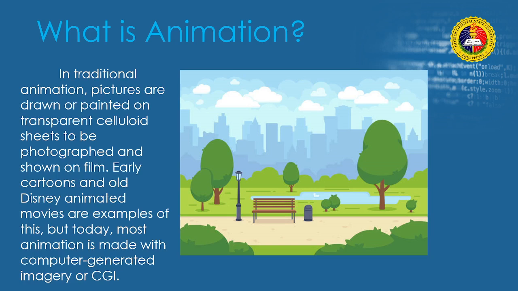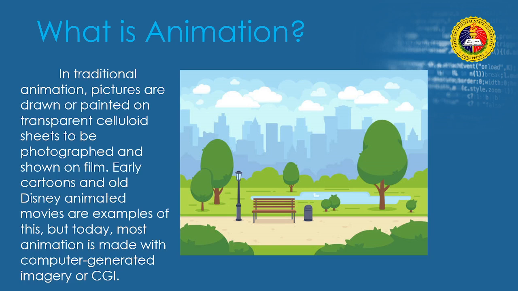So traditional animation is the type of animation usually used in old animated films. The animators will draw the pictures on a transparent celluloid sheet, or cel sheet. Think of transparent sheets like acetate, or what is used for face shields. It's transparent, and celluloid sheets are similar to that. Each object, or each character, will be drawn individually on a separate sheet, and then they're going to be layered on top of each other.